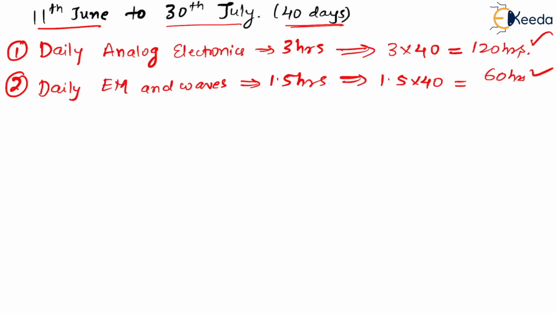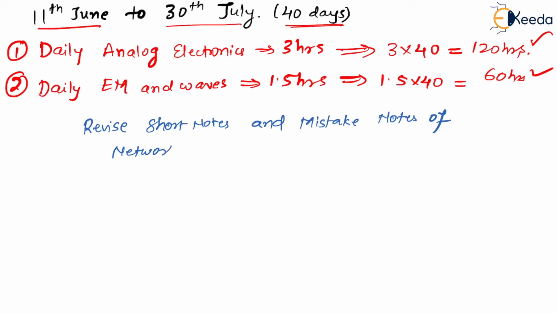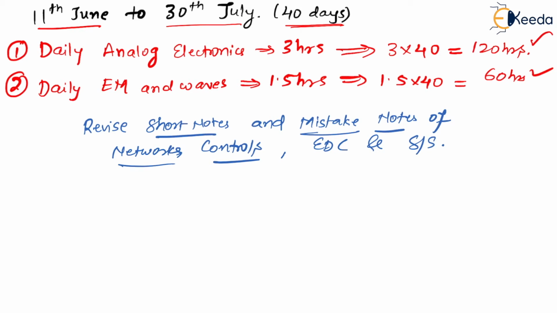Now apart from that, what are you supposed to do? Apart from this, you are going to revise short notes and mistake notes as well. Mistake notes of previous subjects, in the sense networks, controls, EDC, and signals and systems. Yes, mistake notes will be only available for networks and controls, but it's okay, please revise those notes.